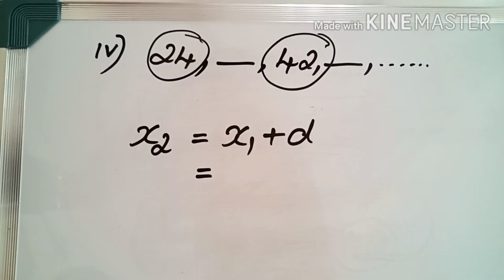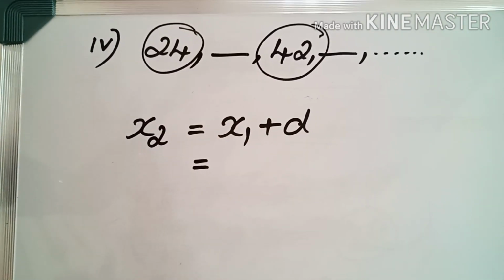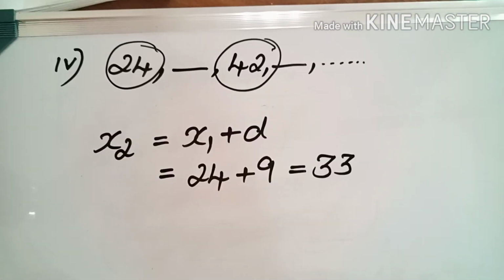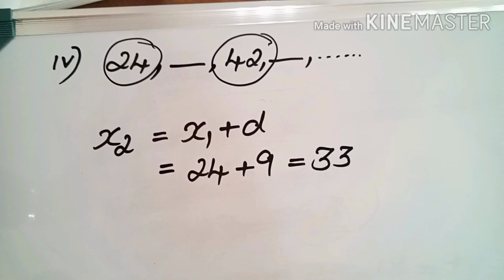Now let's find the terms. Here the second term is missing. The first term we have. So to get the second term, one time we have to add the common difference. So x1 plus d, where 24 is the first term. So 24 plus 9 equal to 33. So 33 is the second term.